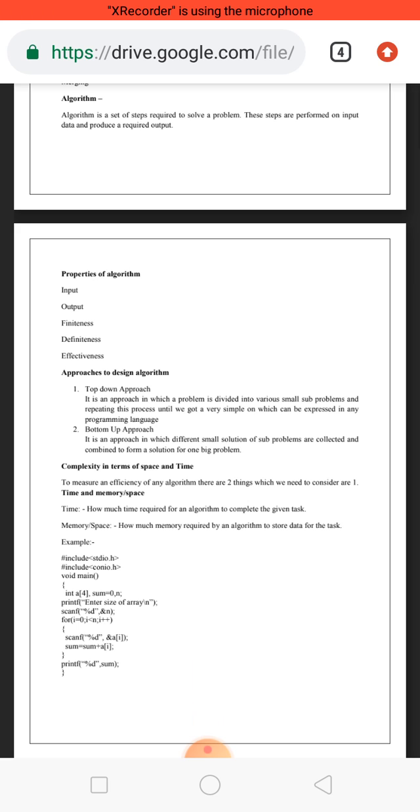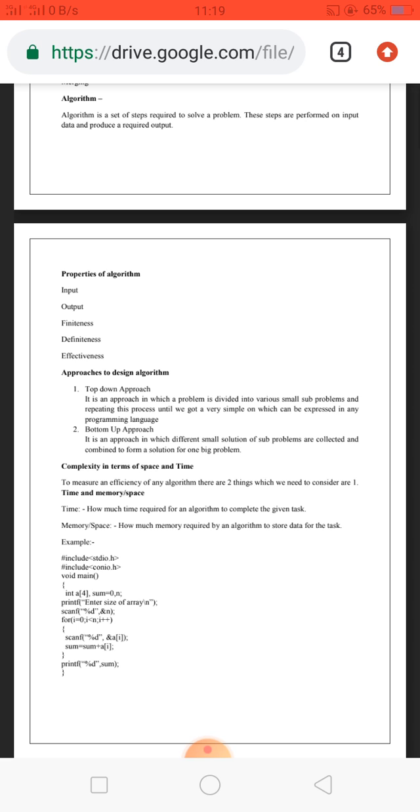One way is the top down approach and the other is the bottom up approach. What is the top down approach? We need to divide the task into various subtasks, and by solving all those subtasks, we can find the solution of the given problem. This is what the top down approach is.